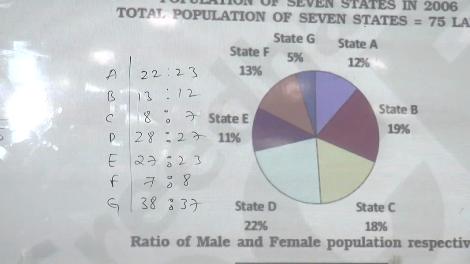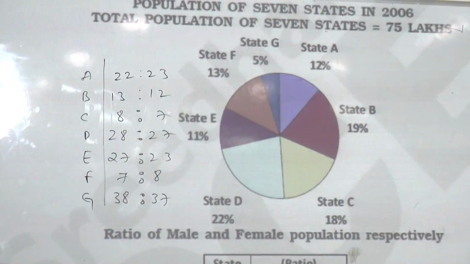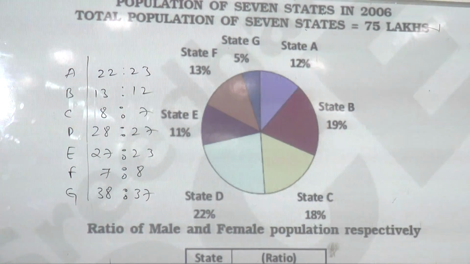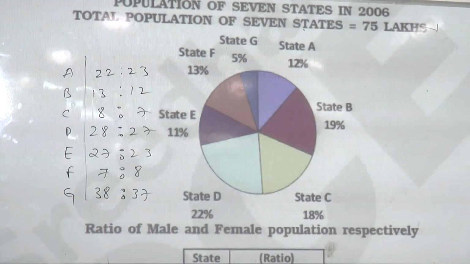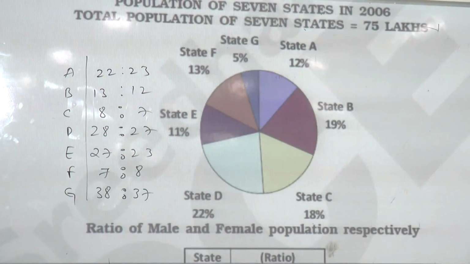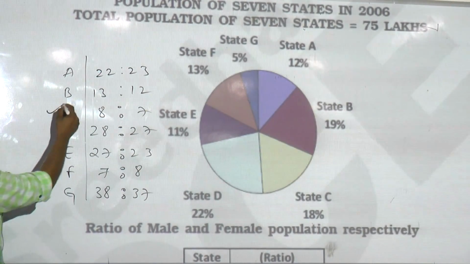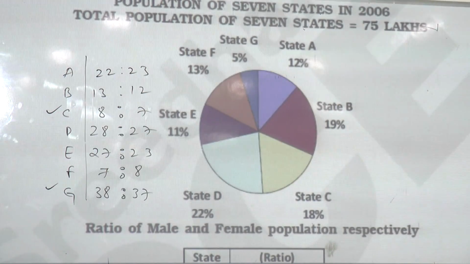The male population of states C and G together is what percent of the female population of these states together? Rounded off to nearest integer. C and G. C, G should be more than 50%. Okay, more than 100%.